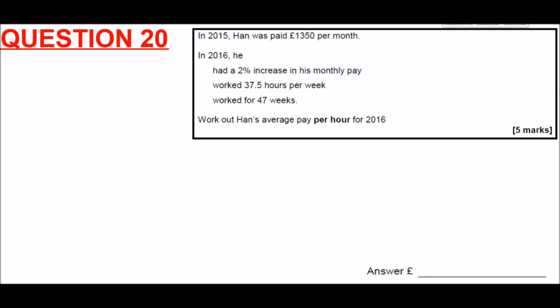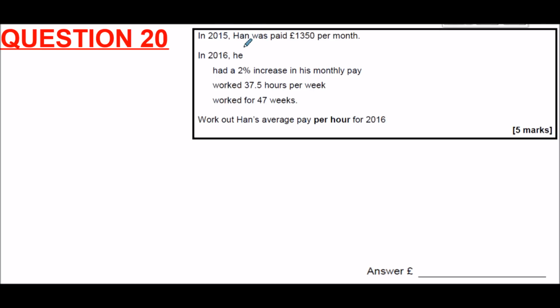Question 20. In my humble opinion, this is probably the hardest question on the entire paper. What I think makes it so hard is because we've got different time frames. If you have a look here, first of all, 2015 and 2016, they're years. Then it mentions a wage per month, then it says per week, and then hours. So there are 4 different time frames we're talking about.